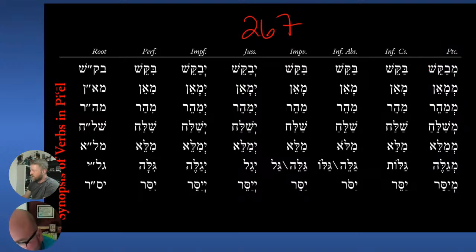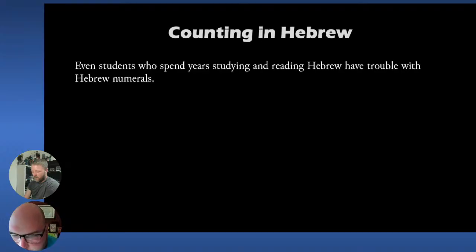So that is the synopsis of the verb, and we need to get into numerals because we are at half past. That means we spent half of the hour on the Piel, which is not bad, and we get half an hour to spend on counting in Hebrew, how to count. Colton, you have trouble with counting, don't you? Not in English. In Hebrew. It's not my favorite thing.